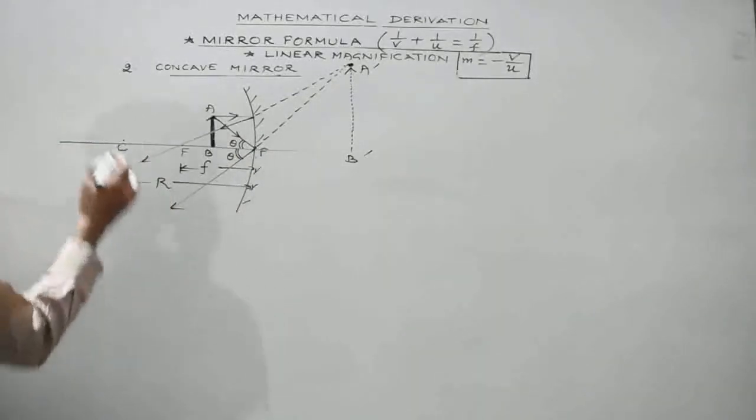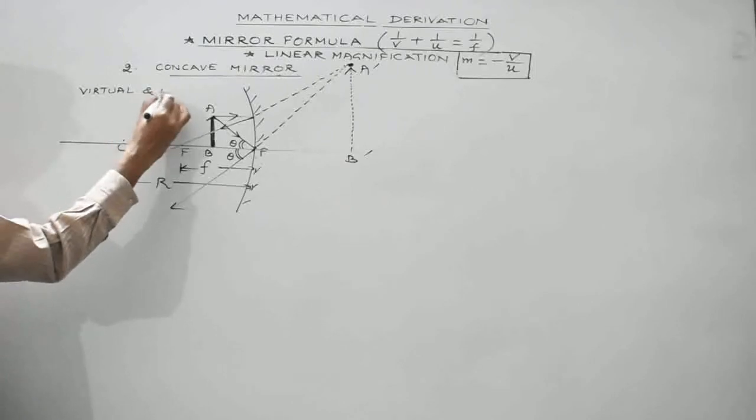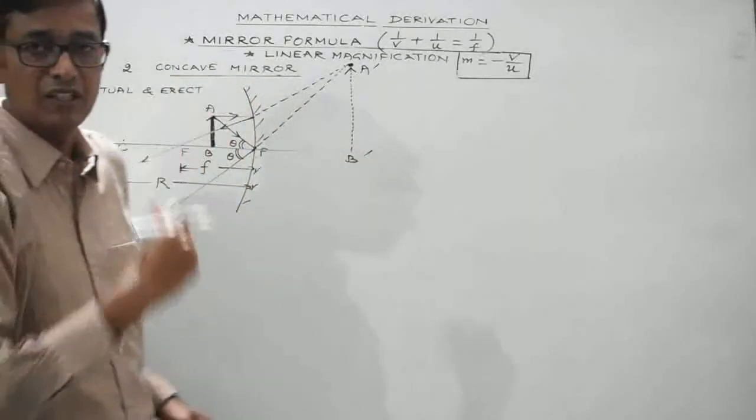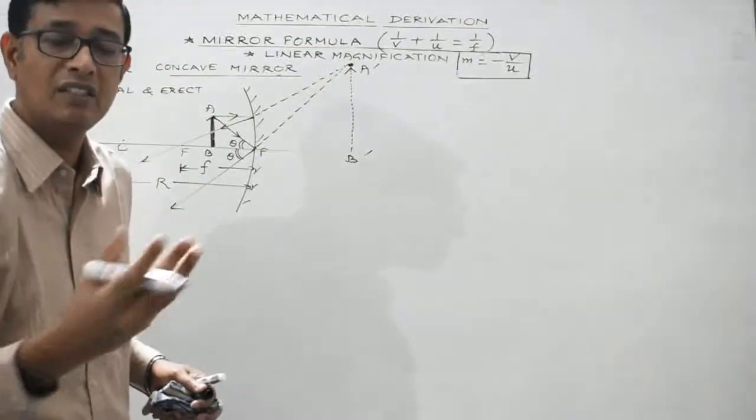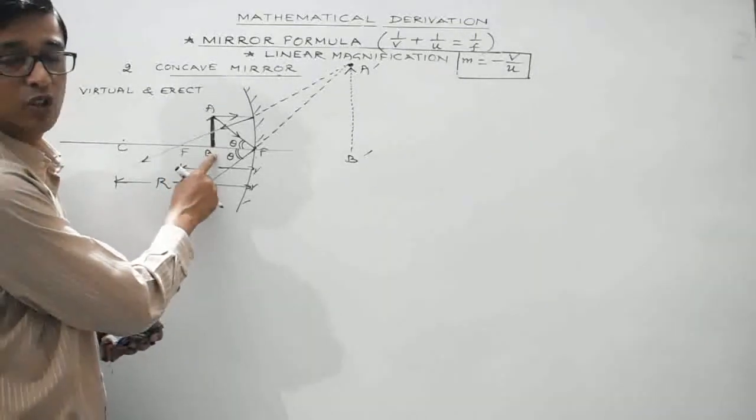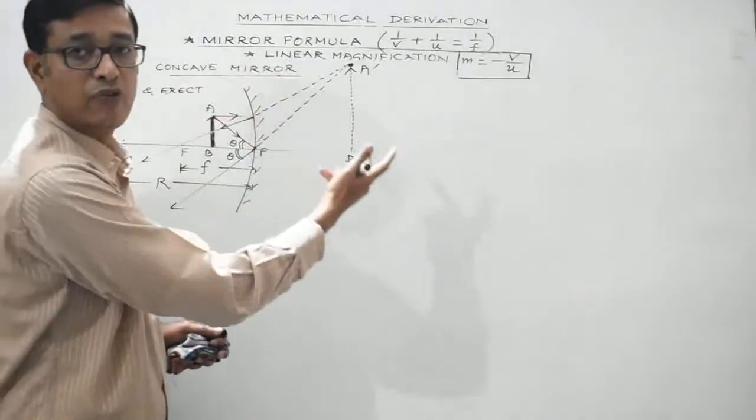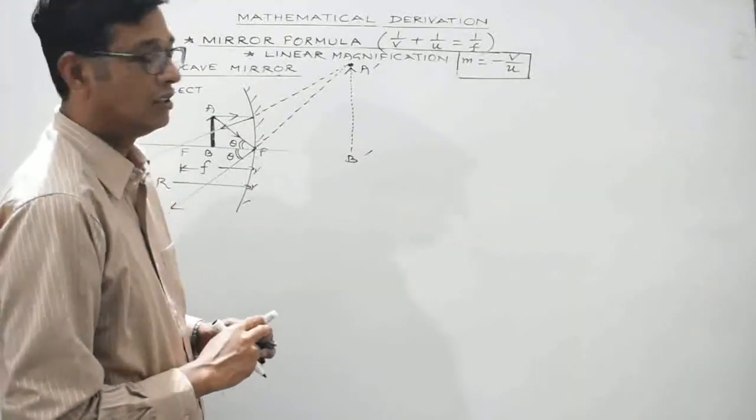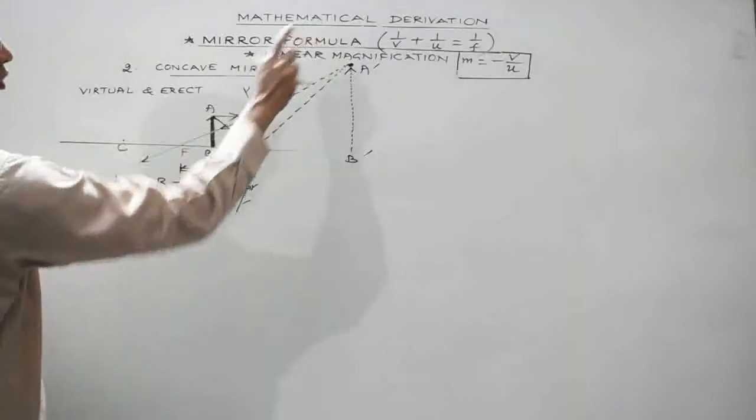So what is the nature? Image is virtual and erect. Image is formed behind the mirror. Image is magnified, that is, the size of the image is greater than the size of the object. So it is only in this position where the object is placed between pole and the focus that the nature of the image formed would be virtual. It would be formed behind the mirror. Right? So let's derive this mirror formula in this case.